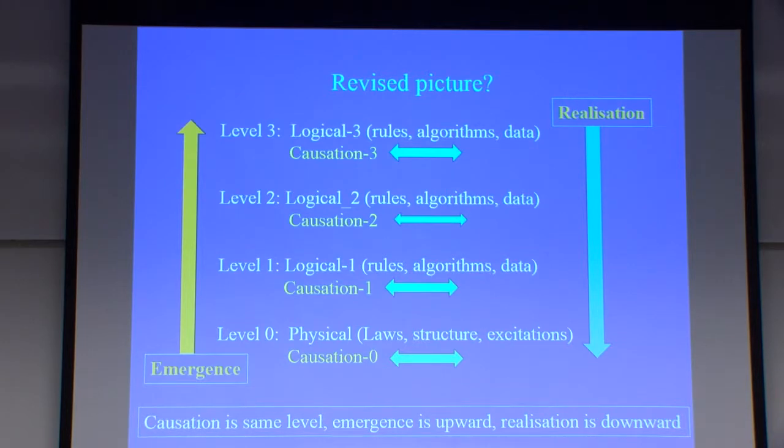We've got our horizontal levels. At each level there's rules, algorithms and data. Causation level 3, causation level 2, causation level 1 and causation level 0. Emergence, the higher levels emerge. Realization, the higher levels act down. Causation is same level. Emergence is upward and realization is downward. So that's the kind of picture that we're getting.